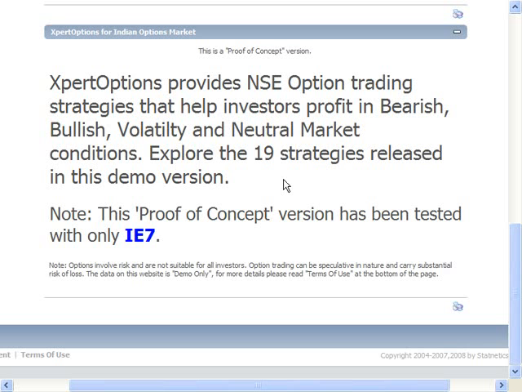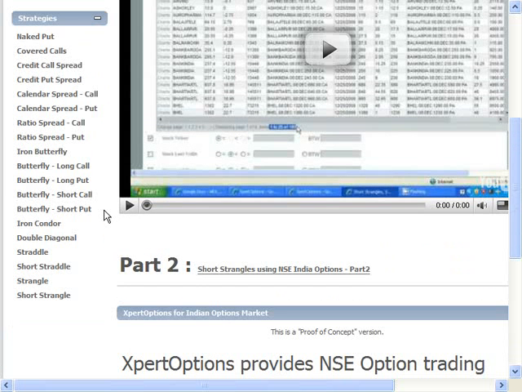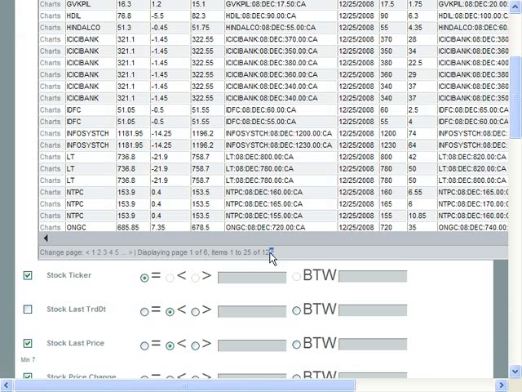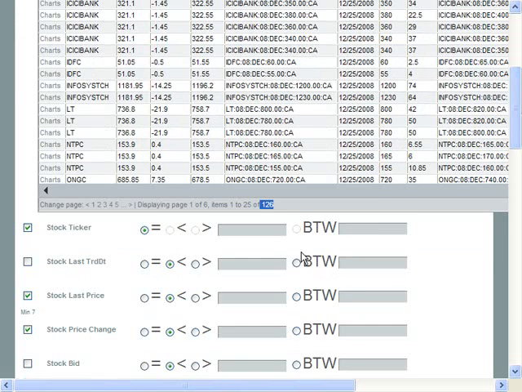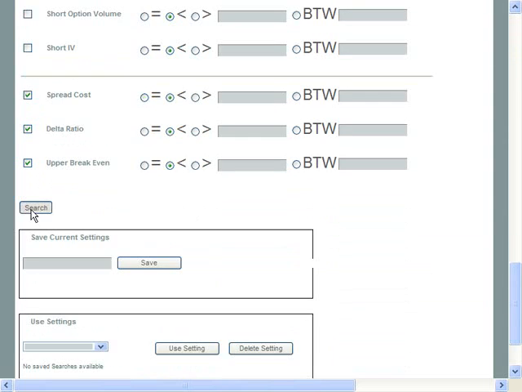The screen resolution has been set at 800 by 600 to have the best quality of the video on YouTube. Some features may not align properly, so please bear with me. I directly go on to the ratio spread, and Expert Options says there are 126 records of call ratio spread positions, and it has call ratio spreads of various underlyings. I want to look at Nifty call ratio spreads, so I'll set the stock ticker to Nifty and search.